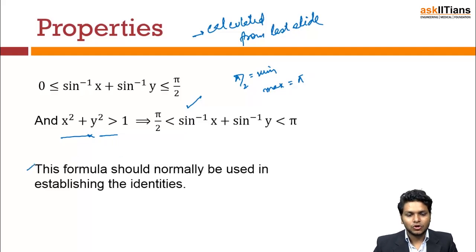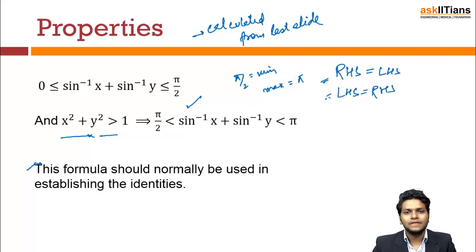So these formulas should normally be used in establishing the identities, because we have just done one thing which I am stating from the very start. Whatever was the range of values from RHS, I have just tried to put it into the LHS, or whatever be the range of values from LHS, I have just equated to the RHS. That's it, and nothing exceptional has been done in this whole chapter. Let me remind you again and again, this chapter is only about understanding of ranges and the definition, how we have drawn and made the functions.